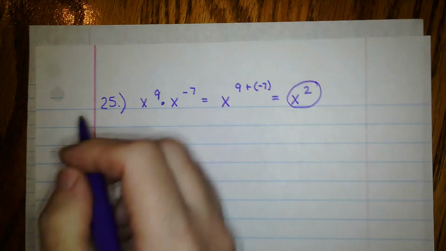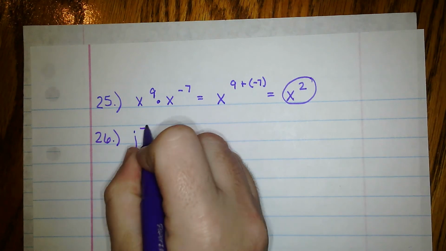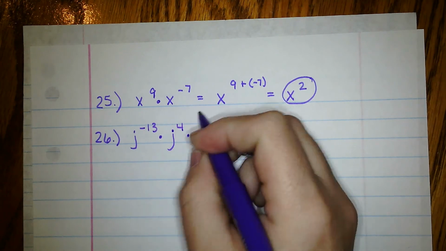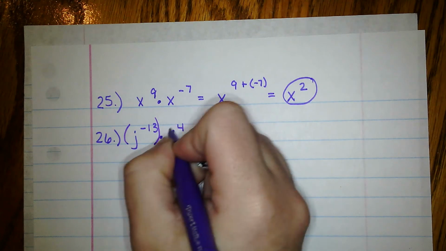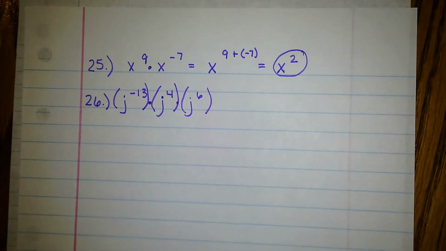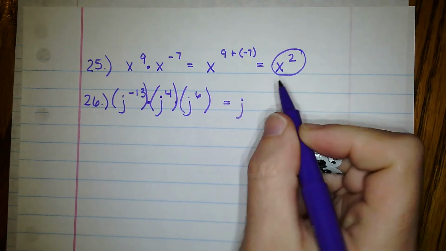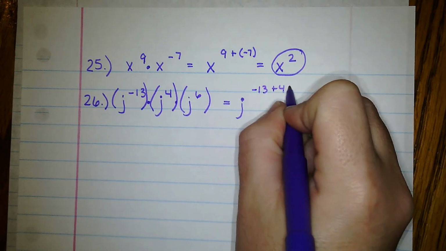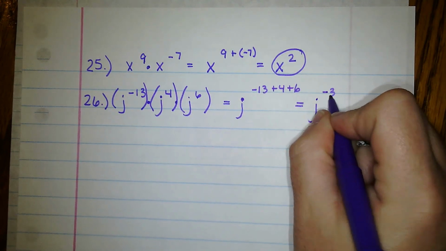And our last one in this column is 26. And here you've got j to the negative 13 times j to the 4th times j to the 6th. And they have these all in parentheses. I use dots, but they use parentheses, so let me fix that. And these are still like bases. So we're going to keep the base, and we're going to add these exponents. So I have negative 13 plus 4 plus 6. And that, my friends, gives us j to the negative 3.